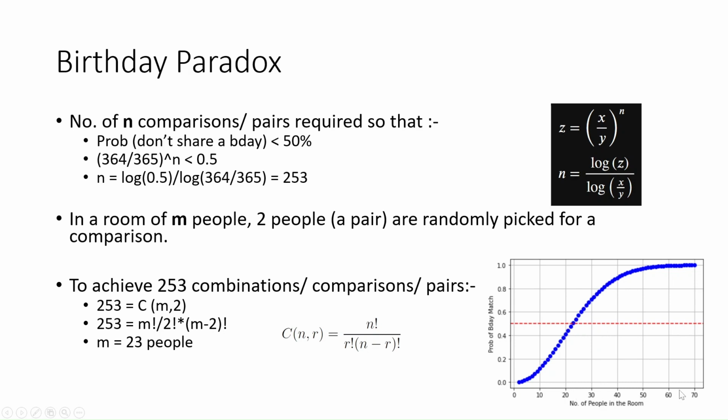Another interesting observation is that if we keep increasing the number of people in the room, somewhere around the 60 mark, it is almost 99 to 100% certain that the birthdays are going to overlap. So we are now going to simulate this entire problem in Python.